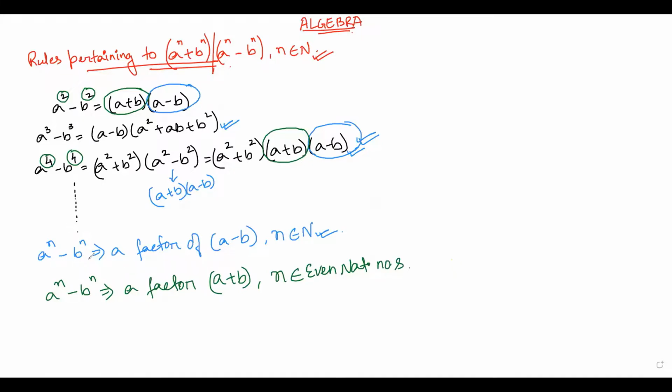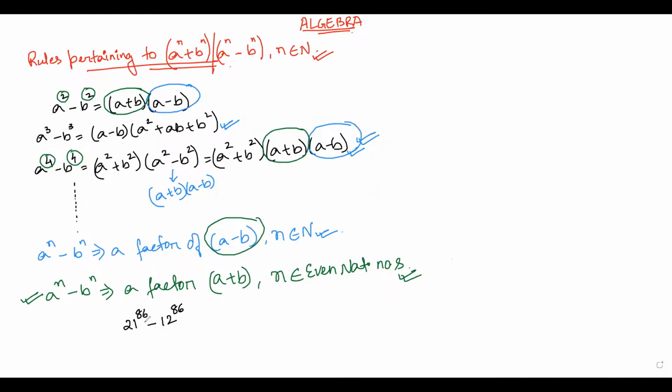So a raised to power n minus b raised to power n will always have a factor of a minus b, irrespective of whether n is an even or odd natural number, whereas a raised to power n minus b raised to power n will have a factor of a plus b only when n is an even natural number.